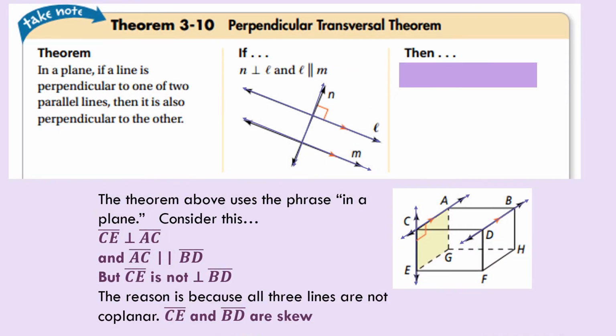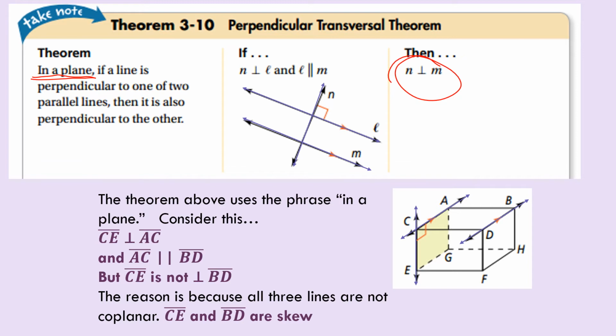Okay, so for Theorem 3-10, in a plane, if a line is perpendicular to one of two parallel lines, then it is also perpendicular to the other. So N is perpendicular to L, and L is parallel to M. That means that N has to be perpendicular to M. So you're writing this part down.